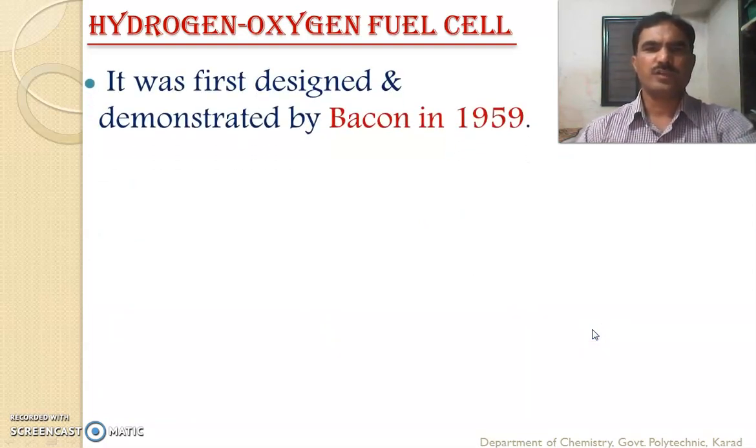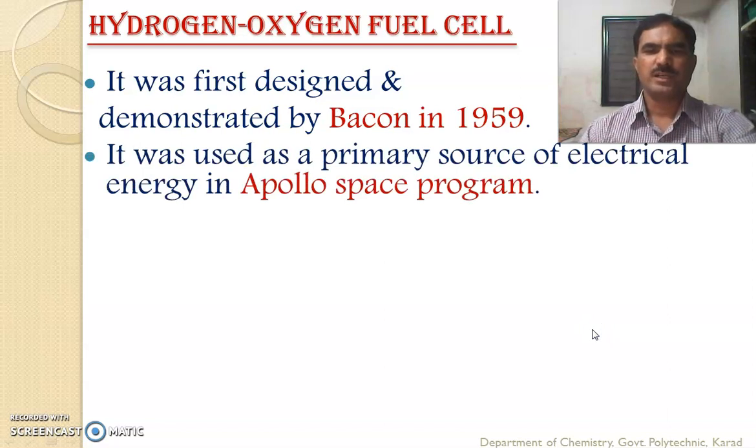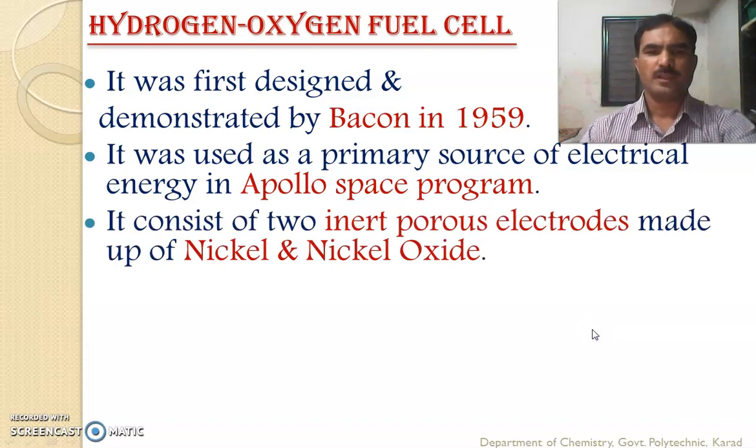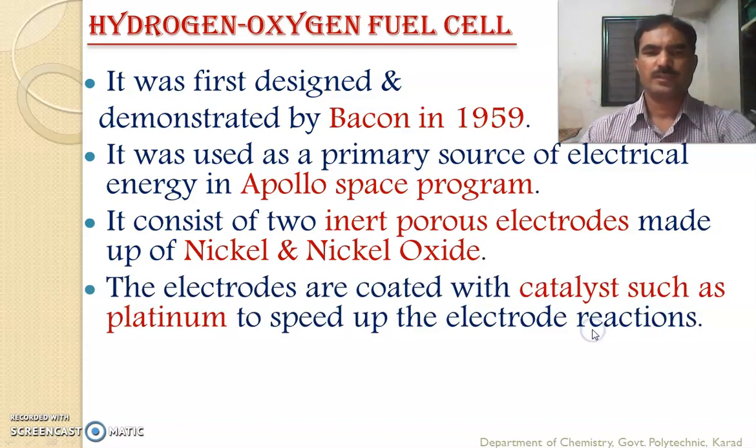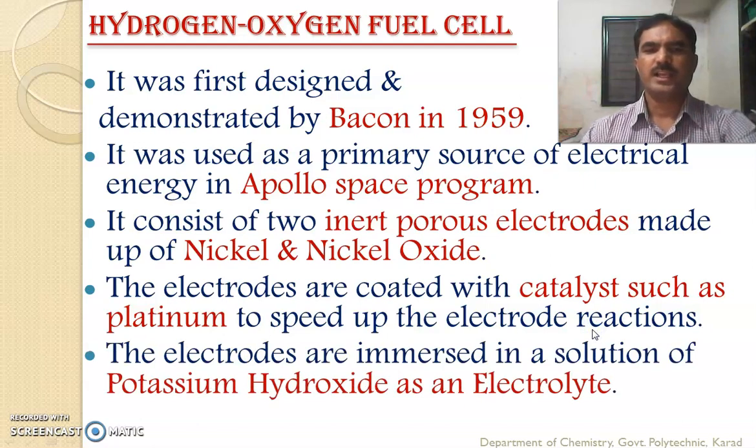The hydrogen oxygen fuel cell was first designed and demonstrated by Bacon in 1959. It was used as a primary source of electrical energy in the Apollo space program. It consists of 2 inert porous electrodes made up of nickel and nickel oxide. The electrodes are coated with catalysts such as platinum to speed up the electrode reaction. And lastly, the electrodes are immersed in a solution of potassium hydroxide as an electrolyte.